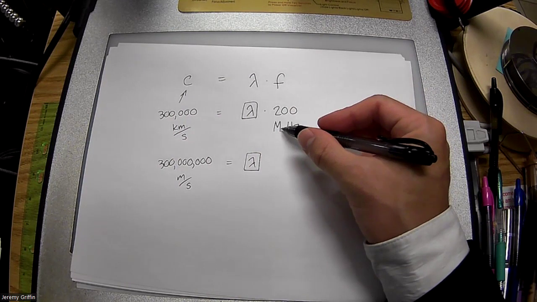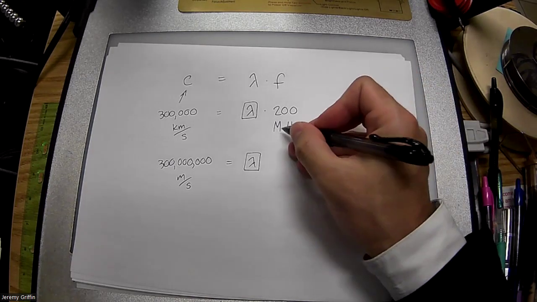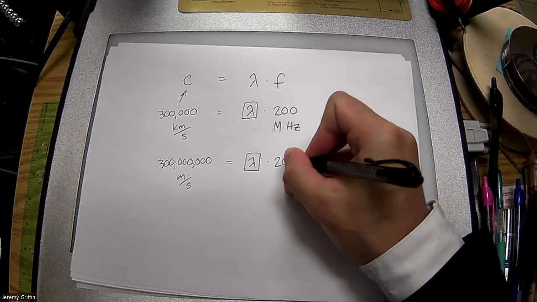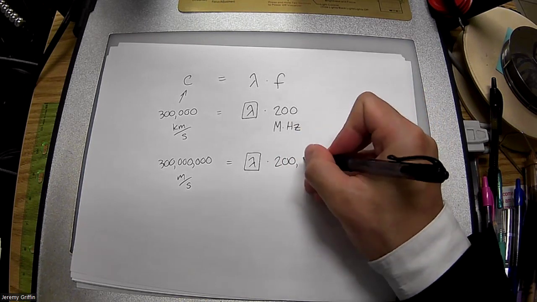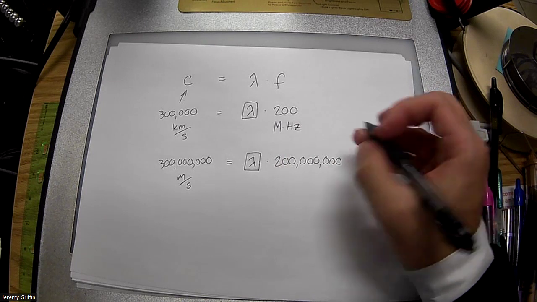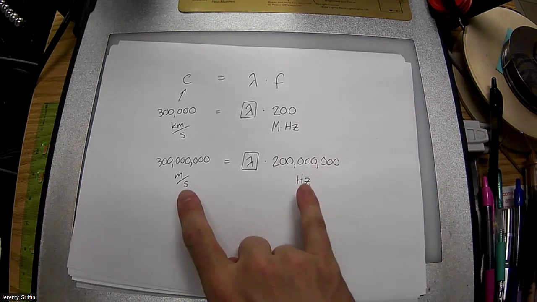Ooh, mega. Guys, mega is a factor of a what? A million, right? That's like 10 to the 6. So I'm going to keep the 200, then I'm going to tag on 6 more zeros, expand it by a factor of a million, and that's hertz. So now I've got everything in base SI units.